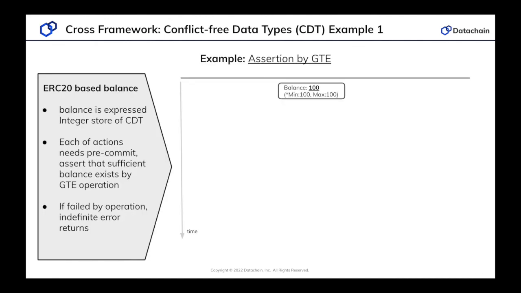This chart is an example assertion by GTE. As a condition, an ERC20-based balance is expressed by an integer store of CDT. Each of the actions needs pre-commit and asserts that a sufficient balance exists by the GTE operation. If it fails by the operation, an indefinite error is returned. Each value expresses the possible range of balance as minimum and maximum.